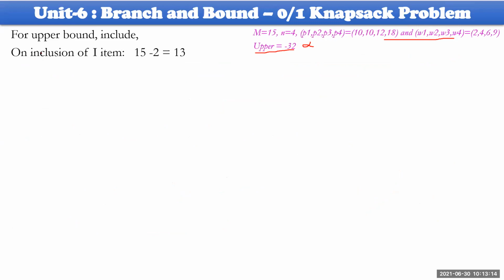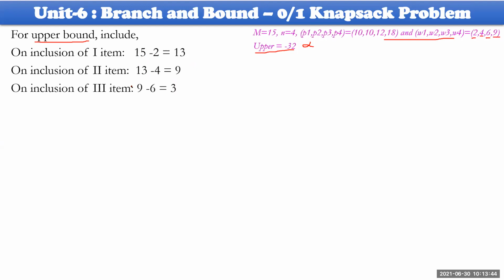So for the upper bound, include the profits one by one. The weight of the first item is 2, the weight of the second item is 4, the weight of the third item is 6, and the weight of the last item is 9. So 15 minus 2, that is 13 more units remaining. The second item, 13 minus 4, that is 9 more units remaining. Then 9 minus 6, since the third item is 6, that leaves 3 more units remaining.